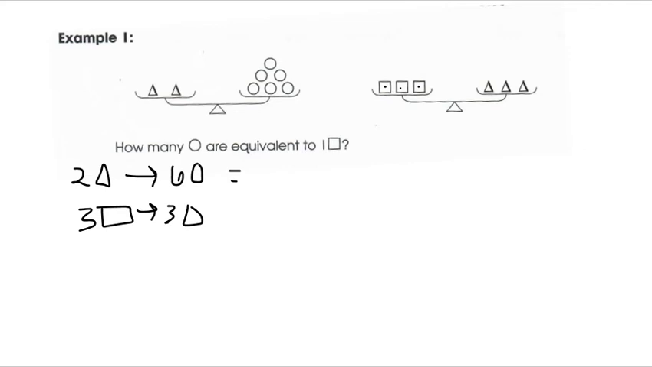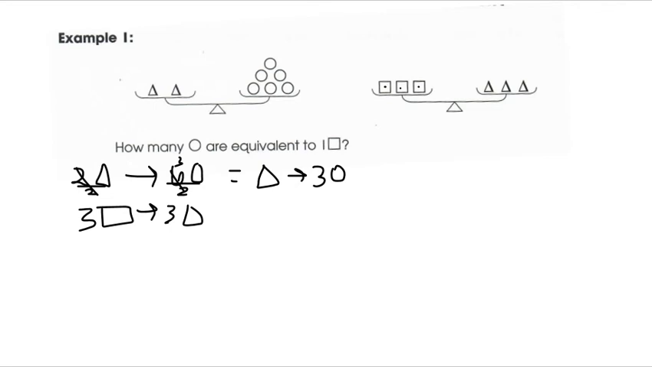Here you can see that we can divide both of these by 2, and that cancels out. 6 divided by 2 is 3. So let me clear this up. So that means one triangle equals 3 circles.